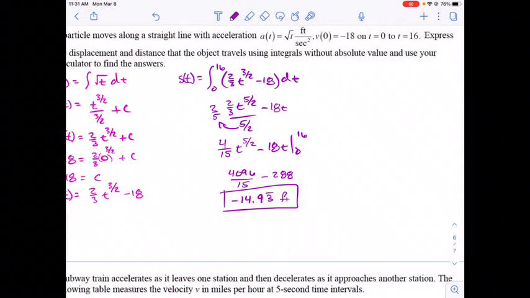So now we're going to use the calculator. Show you how we do this. So the distance S of t is equal to, from 0 to 16. In your calculator, you're going to put in the absolute value of 2/3 t to the 3/2 minus 18 dt. Now, when you plug this in your calculator, this is going to give you S of t is equal to 179.46 repeating.